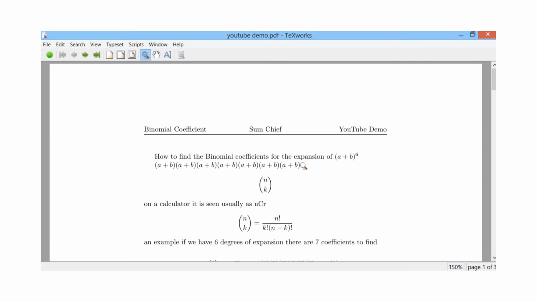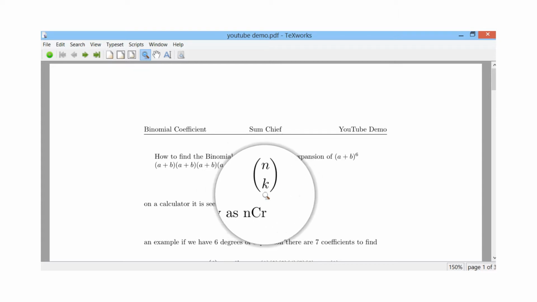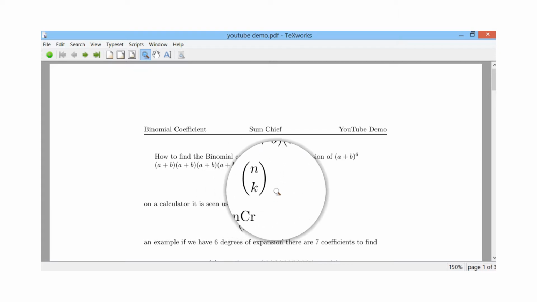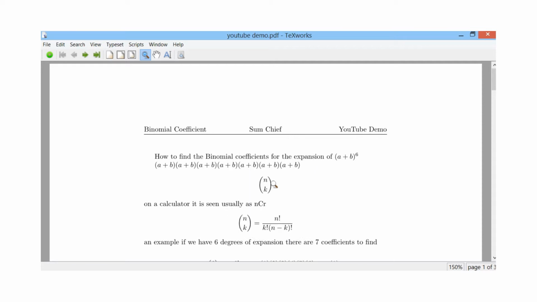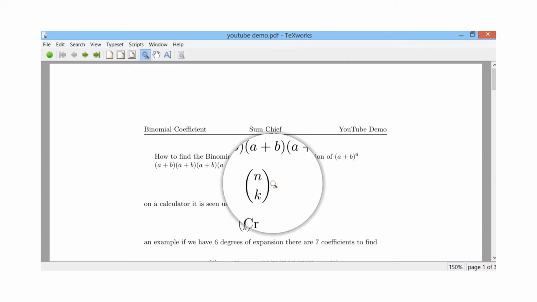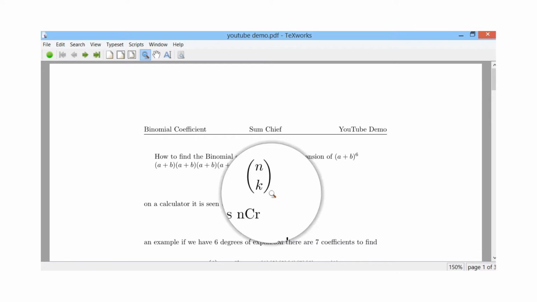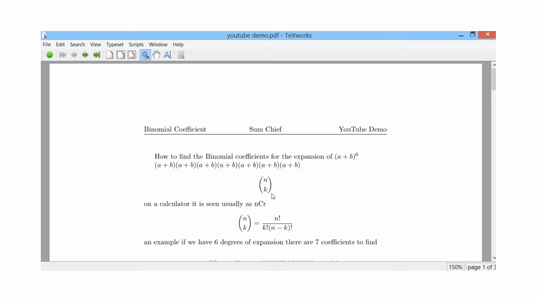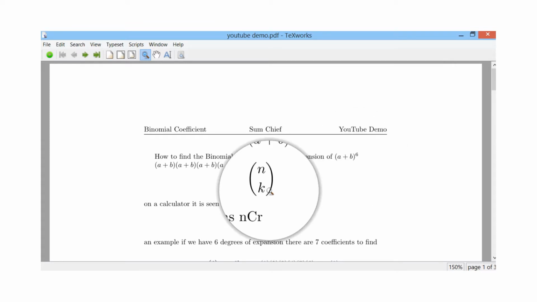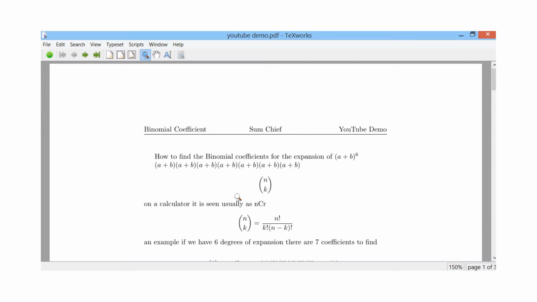So there's a nice little shortcut to work this out. It's called the binomial coefficient expansion. The first thing you see is this here, which is like brackets, like a matrix, n and k. n is the number of times you want to expand it, and k is which degree you're on. So n in this case would be 6, and k is for the first term, second term, third term, fourth term, fifth term, sixth term. Each will be calculated individually.